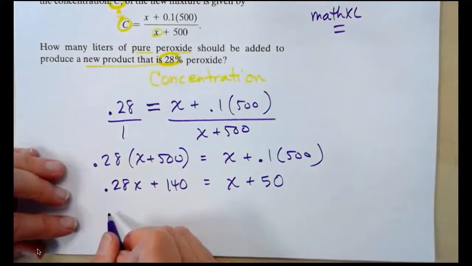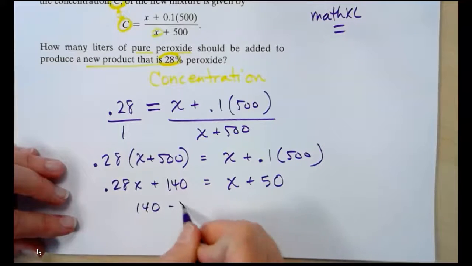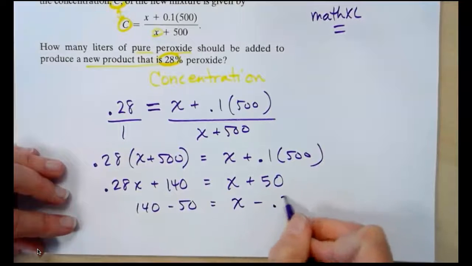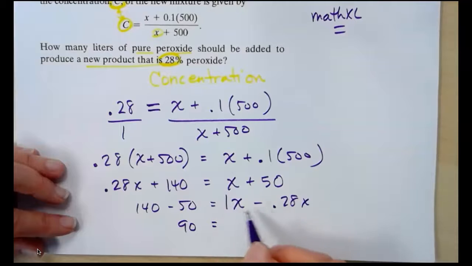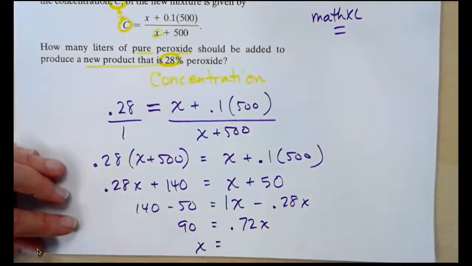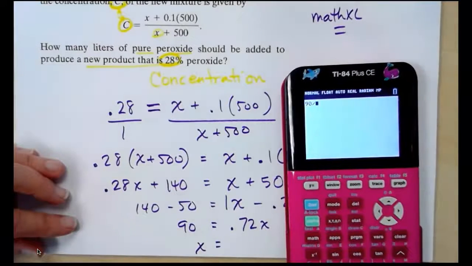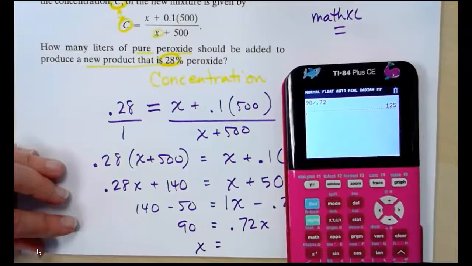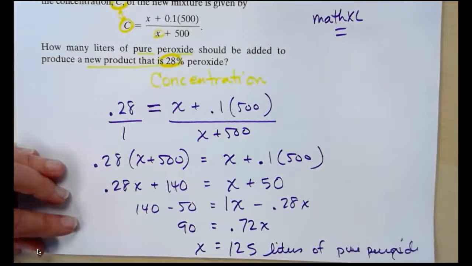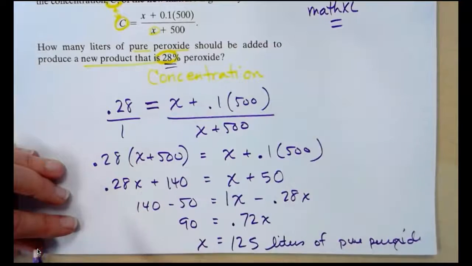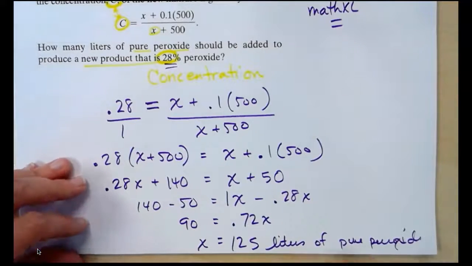We just have to figure out what to do with this model and what to sub in. So from here, let's solve. So 140 minus 50 equals X minus 0.28X. 140 minus 50 is 90. 1X minus 0.28X is 0.72X. X is 90 divided by 0.72. That is 125. 125 liters of pure peroxide must be added in order to bring the concentration up from 10% to 28%.